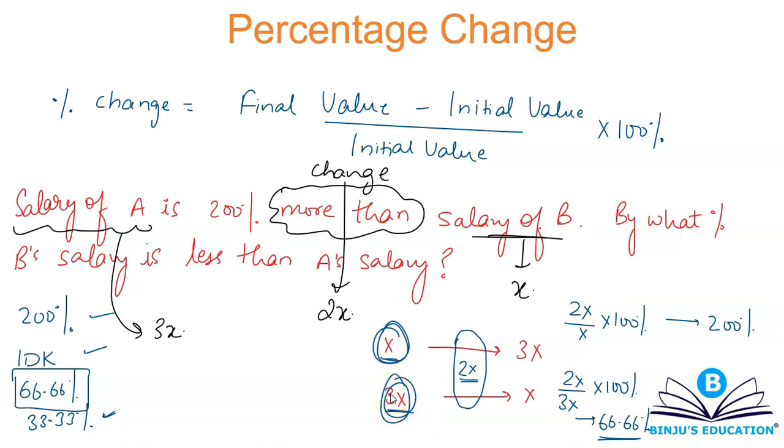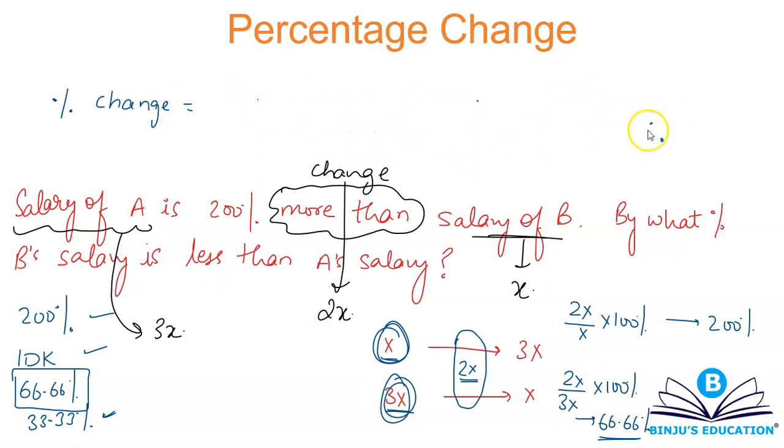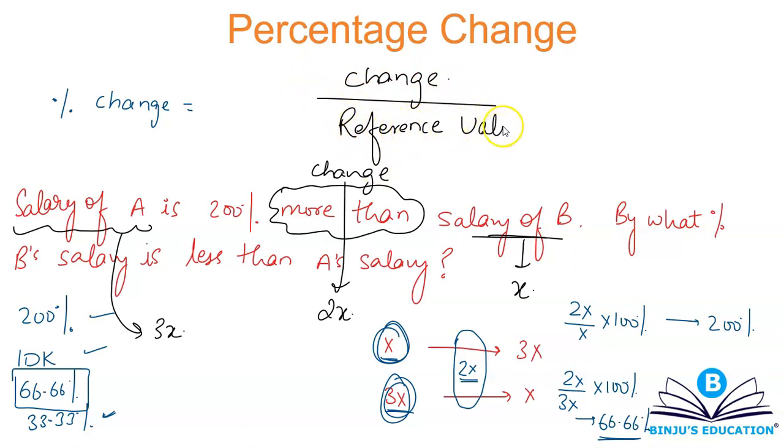I also use a more sophisticated word for this. I use the words reference value. So instead of remembering this formula as final minus initial by initial into 100%, I have a better way. And the better way goes something like this. It is nothing but the change, or you can also write the absolute change, divided by the reference value into 100%.